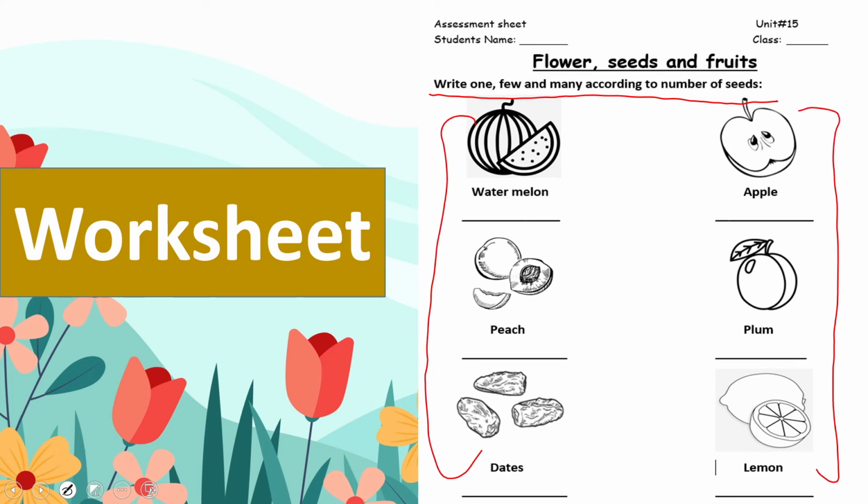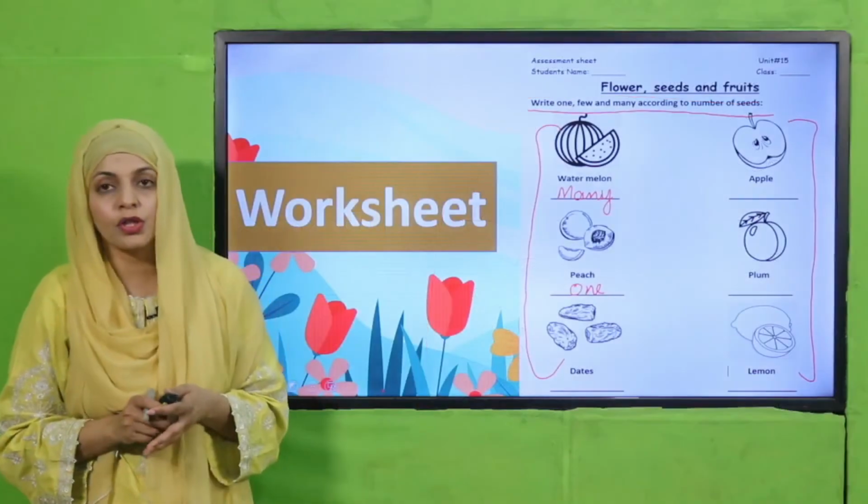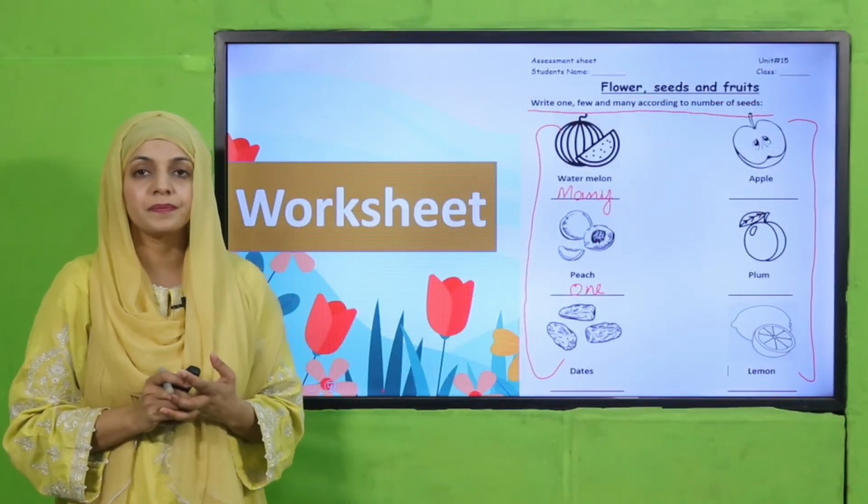So the names of the fruits are also written, and you have to tell whether it has many seeds or one seed. So watermelon, many. Peach, one. So this is how you will complete the rest of the worksheet. Pause the video and quickly finish it.